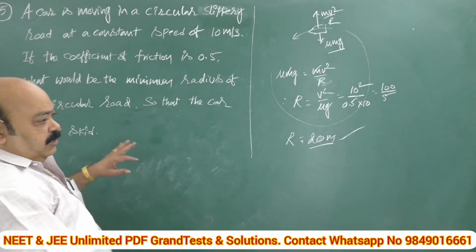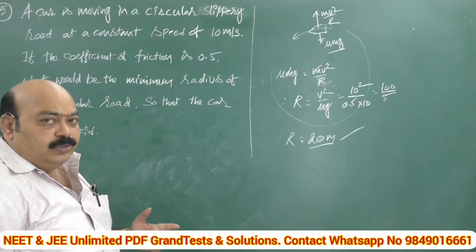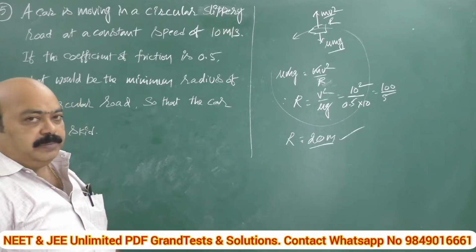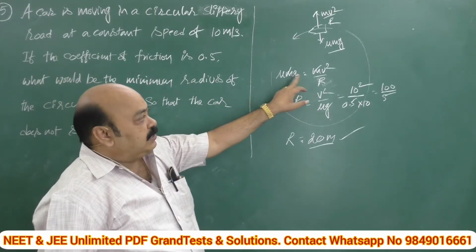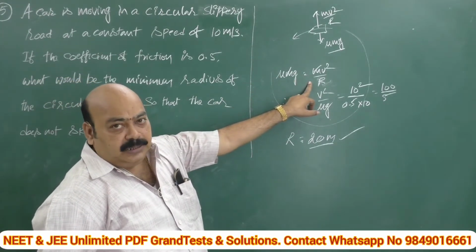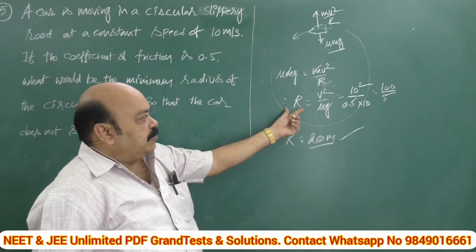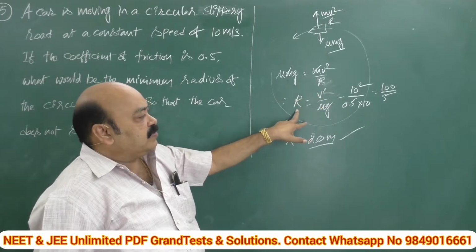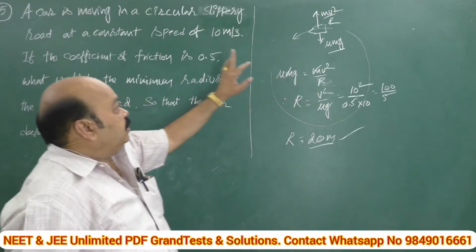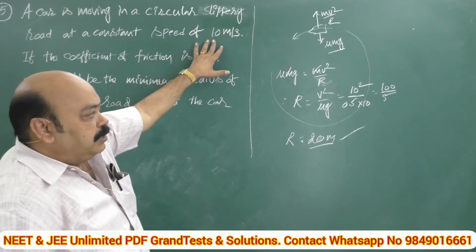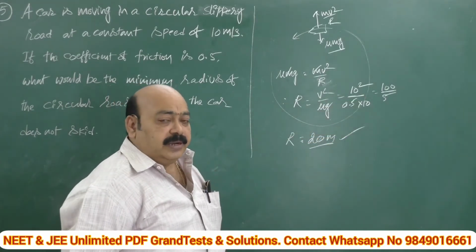What is the problem? When the car is on the circular path, the frictional force between the tires and the road provides the necessary centripetal force. What is the frictional force? Mu mg. What is the centripetal force? mv square by r. So make them equal for balancing, and from this I am deriving the value of r, where r is the radius of the path. This is nothing but v square by mu g. The speed, nothing but velocity, is given as 10 meters per second. So 100 by 0.5 into 10 is the right answer.